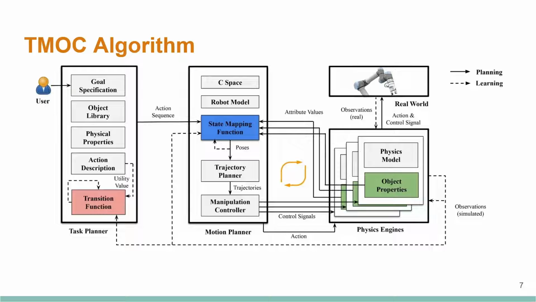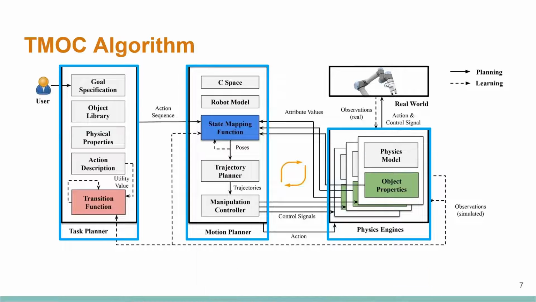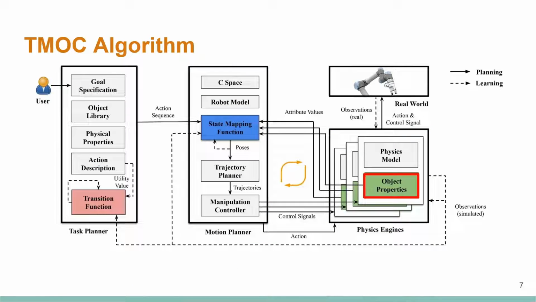This figure shows the overview of the TMOC algorithm, which consists of 3 components. The object properties are unknown, which estimates the size of moving blocks. The state mapping function is unknown, which decides where to place the gripper for grasping. The transition function is unknown, which indicates how reliable an action is. TMOC learns these 3 unknown components in each iteration using task completion experience.